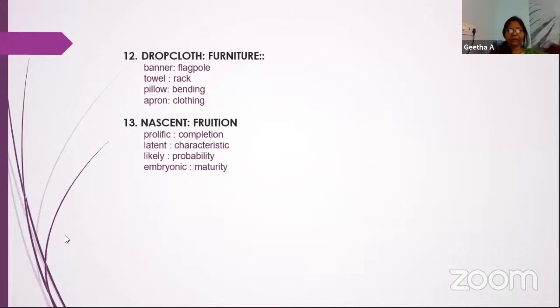So here we have something called drop cloth. Yes, Kirti, you're right. A doctor works in a hospital, but if it was given doctor and hospital, it would have been correct. But diagnosis is not the right relationship. Okay? So drop cloth and furniture. We have banner, flagpole, towel, rack, pillow, bending, apron, and clothing.